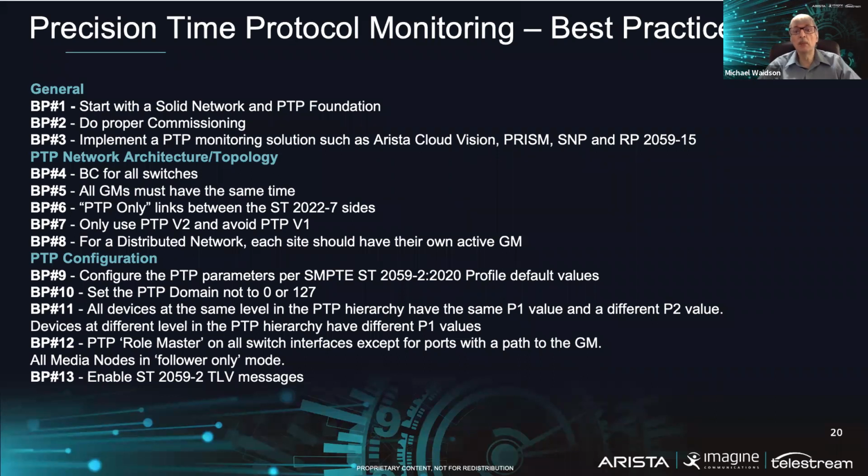For instance, best practice number 10 indicates we should set the domain value to something other than 0 or 127. The reason for this is these are typically the default values for a device, and we don't want to put a new device on the network that automatically starts broadcasting and becoming the grandmaster, for instance. So by setting a domain to a different value, we can constrain our network so that some device that's put on the network new that's not properly configured won't impact our reliable network in this system.